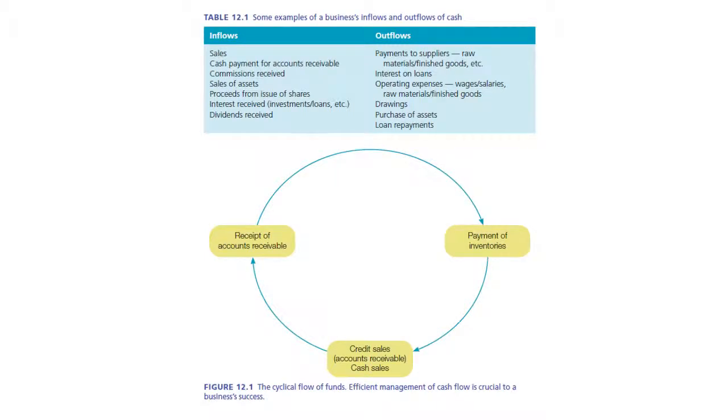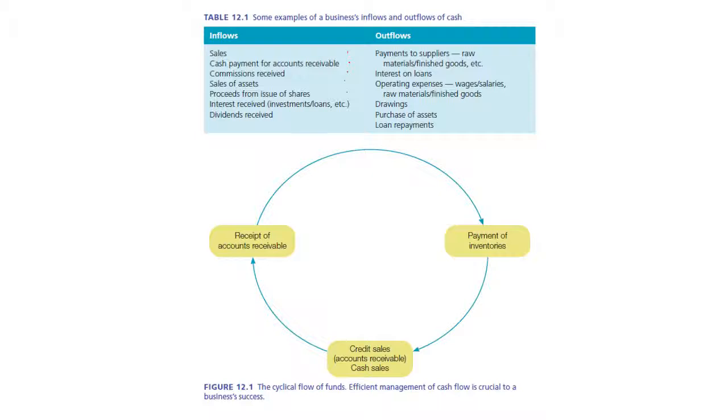So what we're looking at in terms of inflows and outflows is all in this table here. So looking at sales, our cash from accounts receivable, commissions received, sale of our assets, so buildings, sale of our machinery, proceeds from issues of shares. So if we were to go capital raising, going on the share market, or getting a new investor from a private company, interest received from our own investments, and dividends received from our own investments.